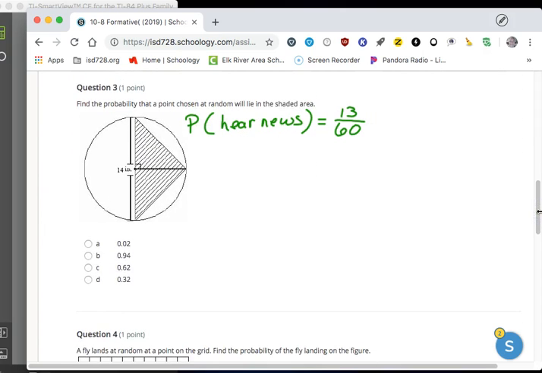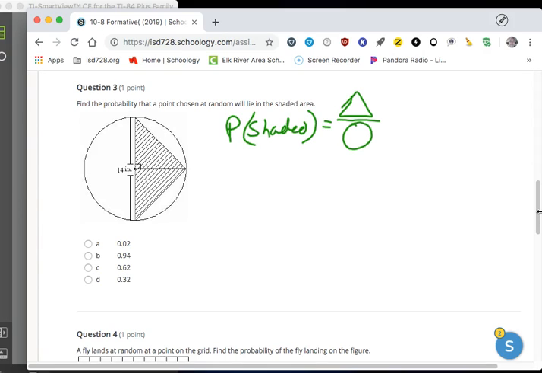In question 3, find the probability that a point chosen at random will lie in the shaded region. Well, let's first find the area of the circle. So it really is going to be the probability shaded will be triangle, landing in the triangle, or the circle, okay? And the circle is the total. So I've got my area of circle, it's pi r squared, and my area of triangle, well, I got 1/2 base times height.